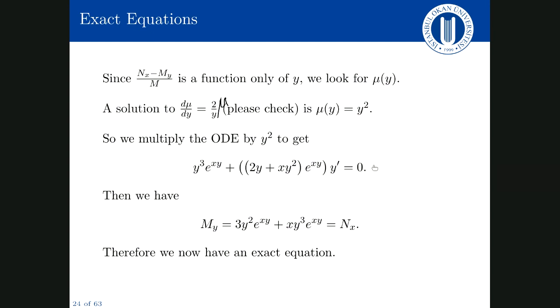If we've chosen our integrating factor correctly, this equation should now be exact. To make sure we didn't make a mistake, it's worthwhile checking this. We can calculate My is 3y squared e to the xy plus xy cubed e to the xy, and we can calculate Nx is the same function. Because they're the same, we now have an exact equation.